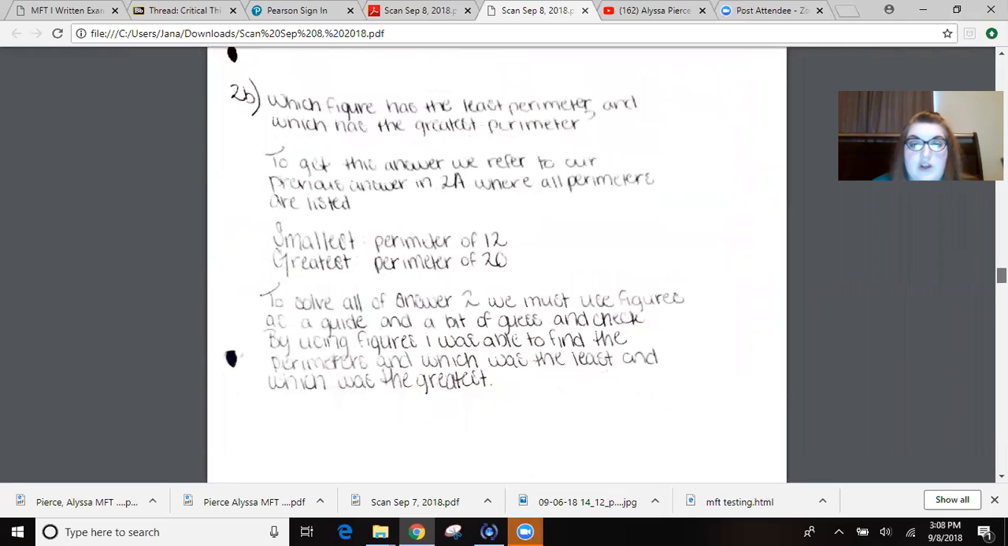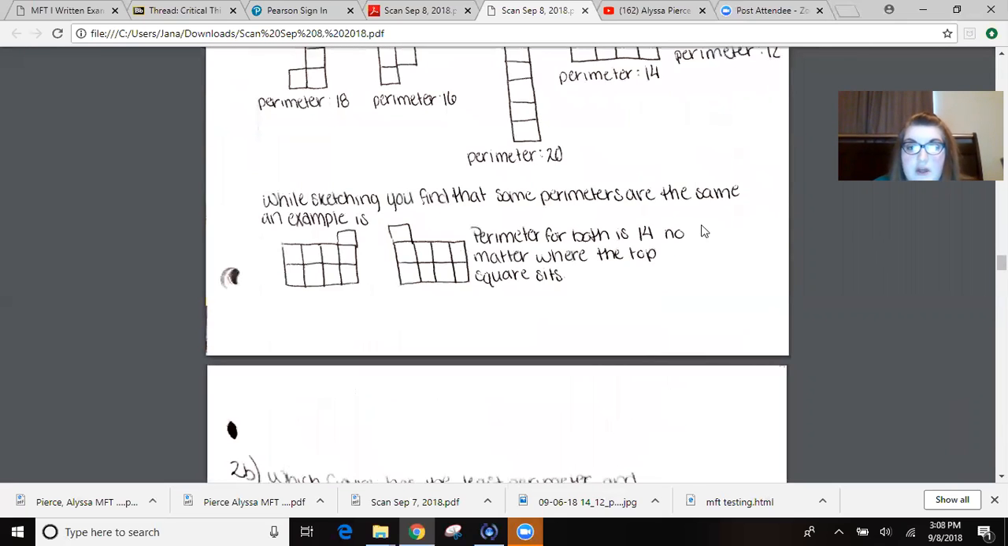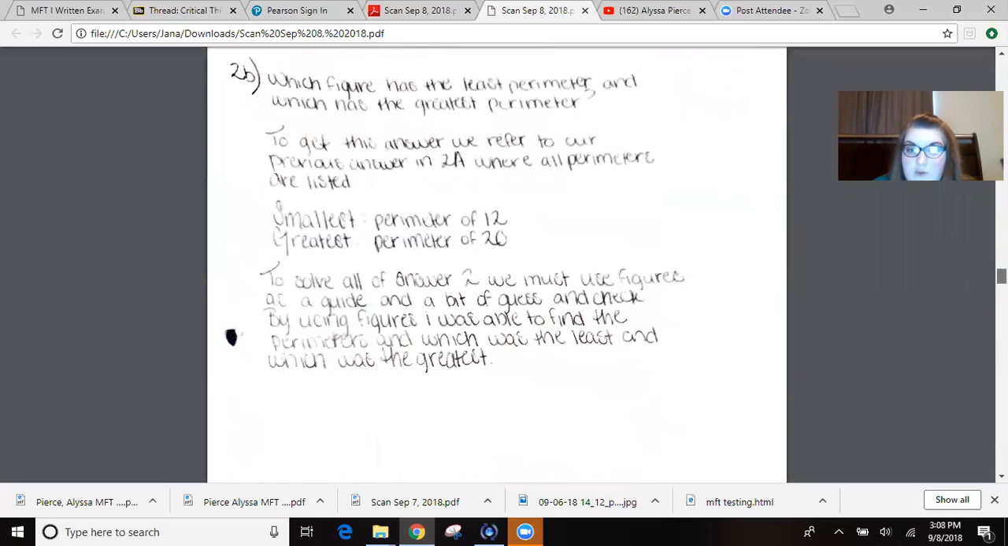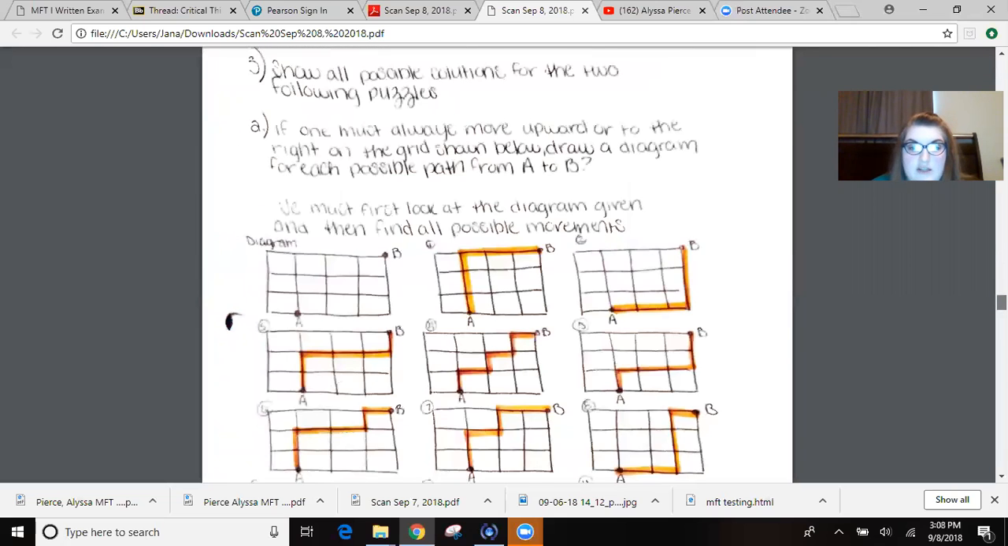So I wanted to know which figure had the least and which figure had the greatest perimeter. So we're just going to scroll back up and look at that. So obviously the least is 12 and the greatest is 20. So by looking at our previous work, we got that answer. To solve number 2, we must use figures as a guide and a bit of guess and check, but using figures, I was able to find the perimeters easily and find which was least and greatest.